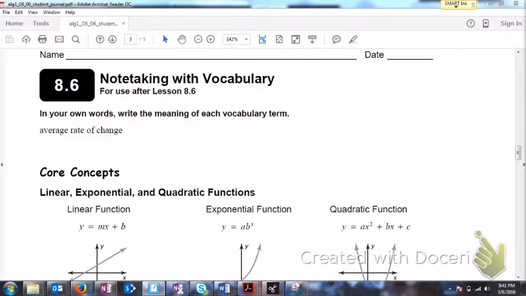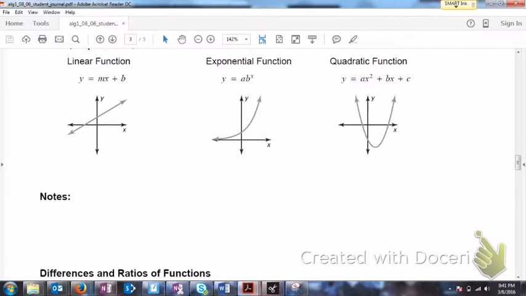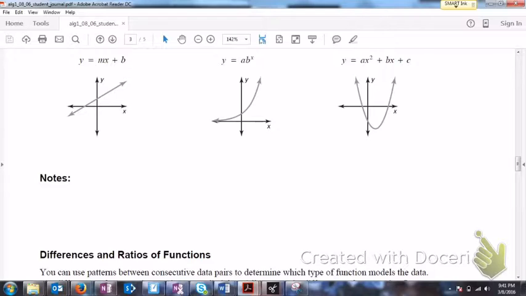First core concept on the screen there in your journal is linears, quadratics, and exponentials. All graphs we've looked at before. You'll notice a line, just a straight line. An exponential gets really big really fast, and a quadratic is a U. All the ones we looked at. So how do we know what's what? Well, let's look at a few examples first for your notes. Which one's which? So, which one is it? That's the question.